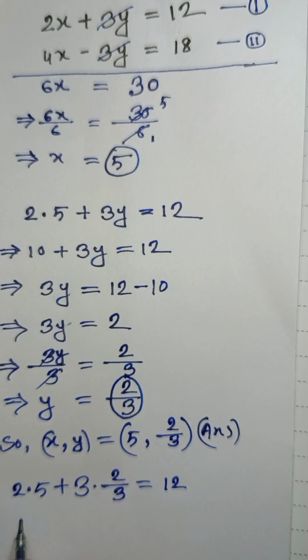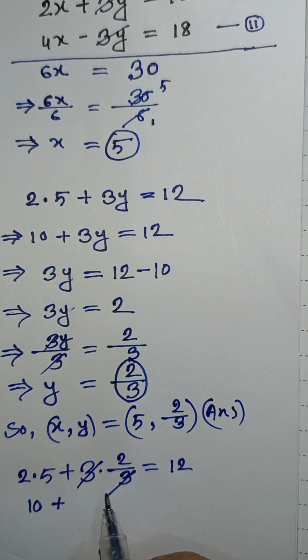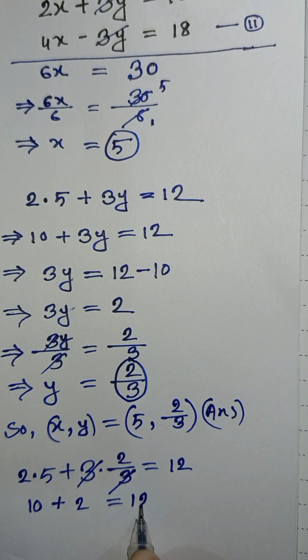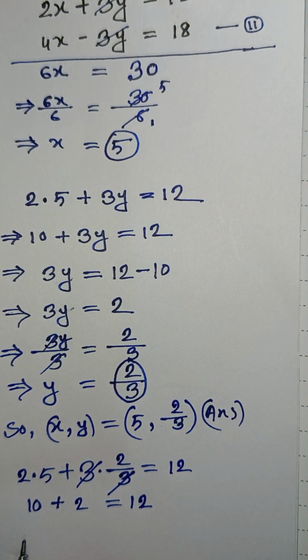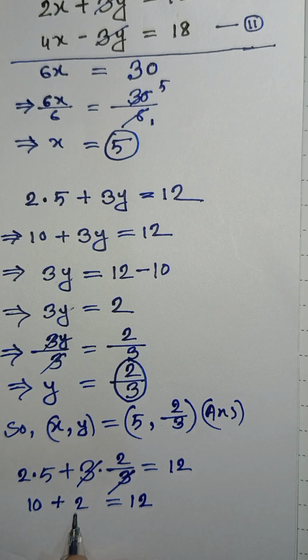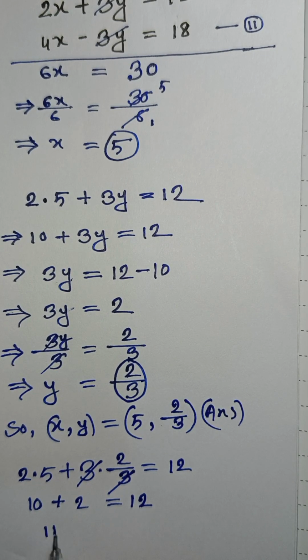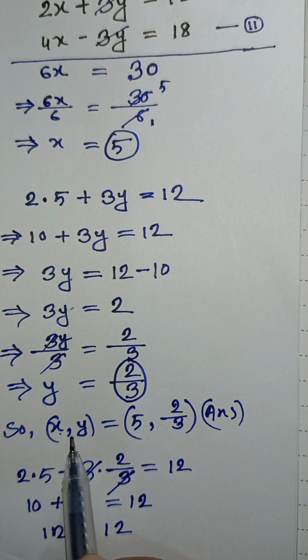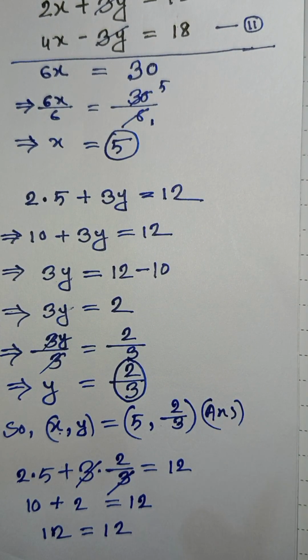2 times 5 equals 10. 3 and 3 cancel out, we have left 2. This 12 is on the right side, so 10 plus 2 equals 12, equals 12. So the left hand side and the right hand side are balanced, so our values of x and y are valid.